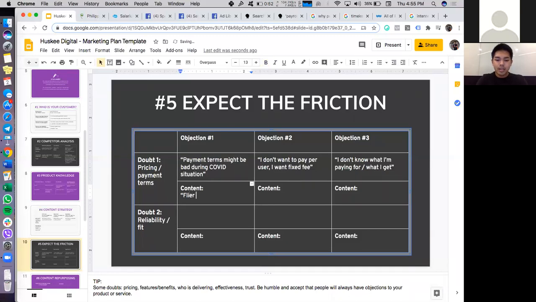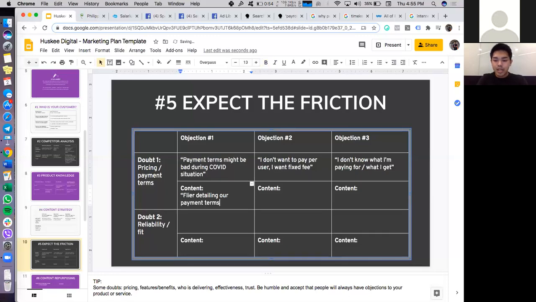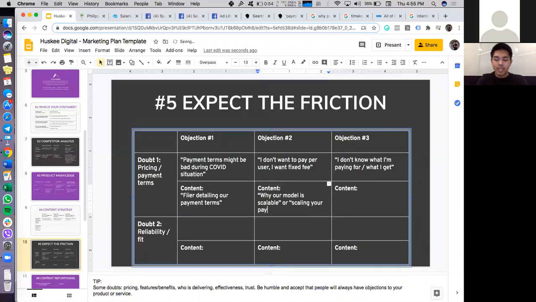So for example, here, a piece of content could be a flyer detailing, let's say, our payment terms, because actually we're pay per use, or we have really nice payment terms during COVID, right? Another piece of content for the objection, I don't want to pay per user: our model is scalable, for example. Or say why our model is scalable, or it could be scaling your payroll services, right?